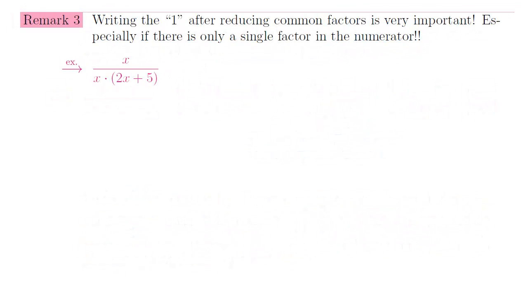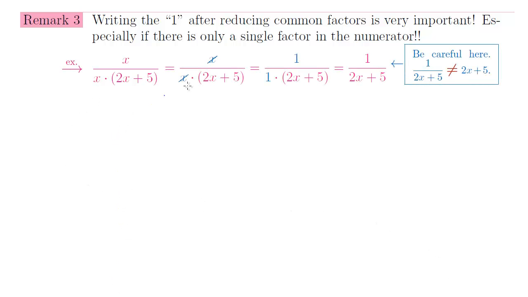Let me add another remark. Writing the 1 when you reduce your common factors is very important, especially when there's only a single factor in the numerator. Let me explain. Let's consider the rational expression x divided by x times 2x plus 5. Now notice here we have a product in the denominator. That means that we can cancel this common factor of x from the numerator and the denominator.